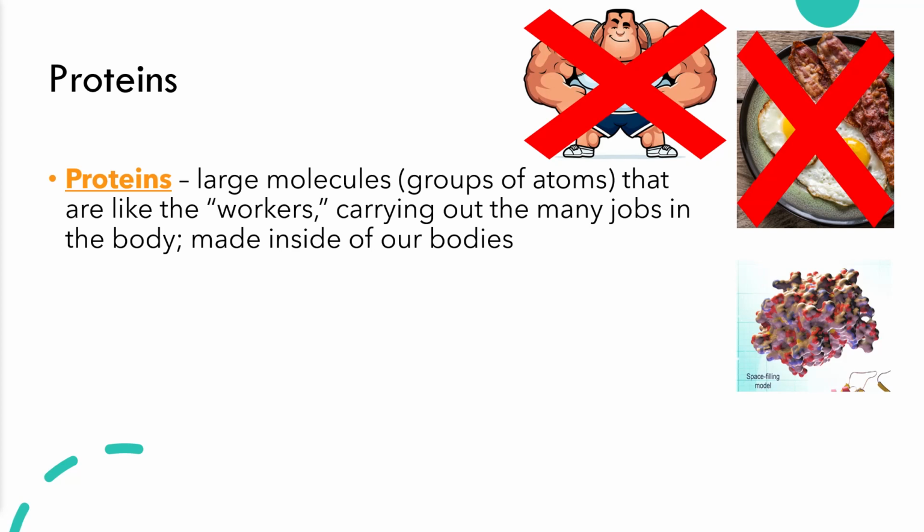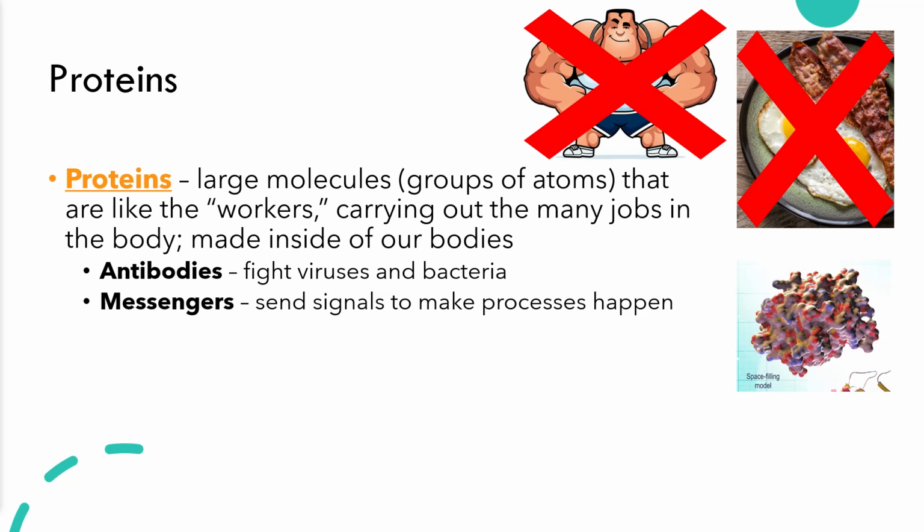It's also important to note that our bodies make these proteins for us. They don't come from food that we eat. Let's talk about some of the things that these proteins might do for us. For example, some proteins are antibodies that help our bodies fight viruses and bacteria that could make us sick. Other proteins are messengers that can send signals between cells and tissues and organs to make certain body processes happen that we need to stay alive and healthy.